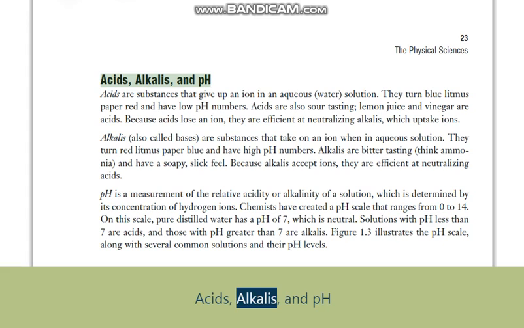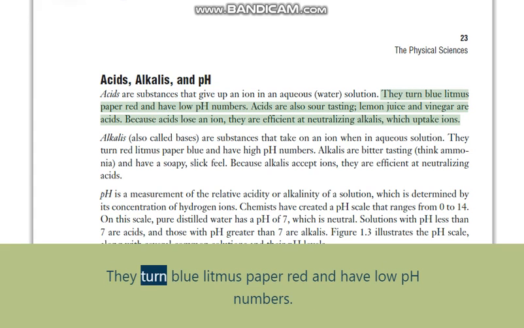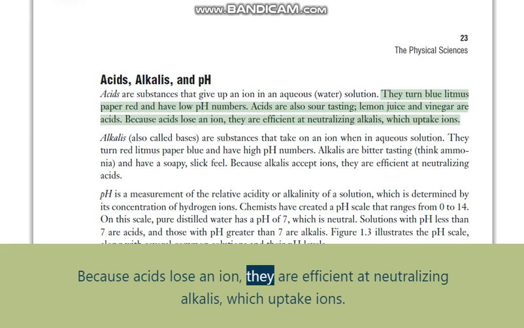Acids, alkalis, and pH. Acids are substances that give up an ion in an aqueous (water) solution. They turn blue litmus paper red, and have low pH numbers. Acids are also sour tasting. Lemon juice and vinegar are acids. Because acids lose an ion, they are efficient at neutralizing alkalis, which uptake ions.